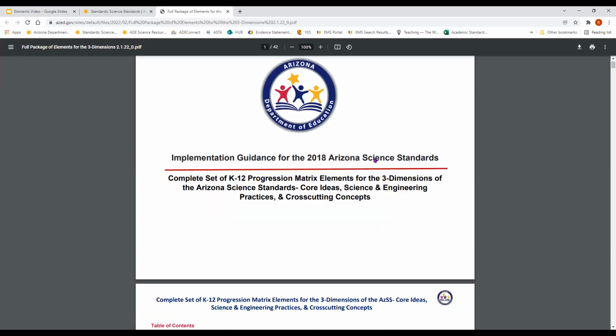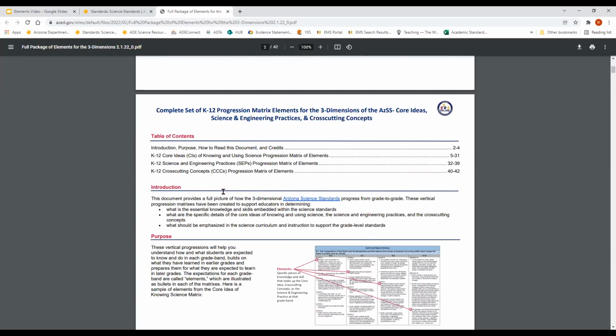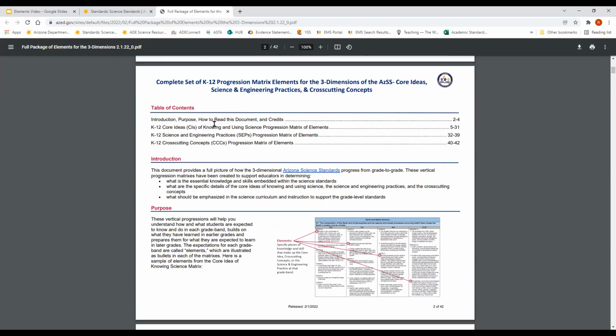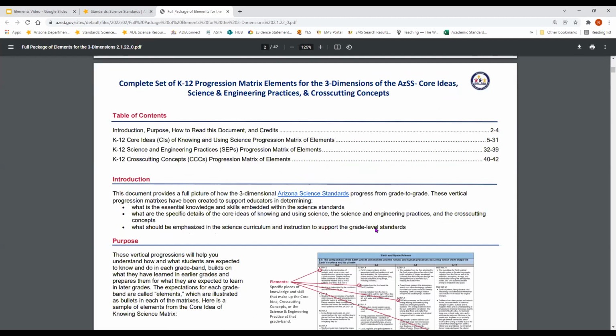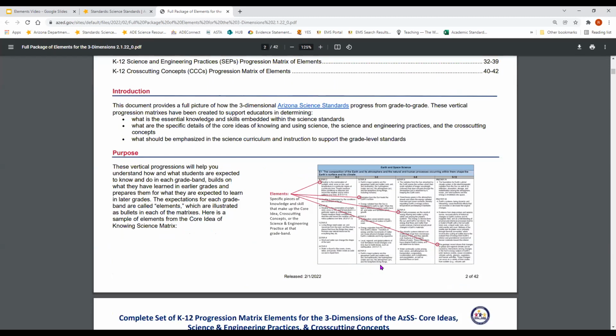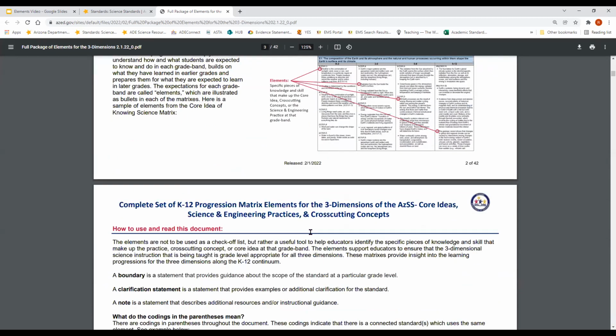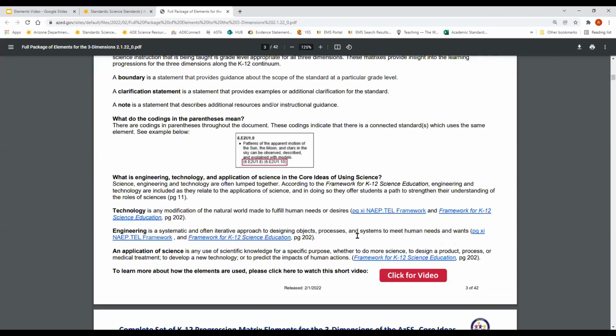Here is the main page. Let's scroll down to page 2. On page 2, you see a table of contents with an introduction and a purpose. Let's take a look real quick to make sure everyone understands what elements are. Elements, as you'll see throughout this document, will be noted as these bullet points. And they are specific pieces of knowledge and skill that make up either the core idea, the cross-cutting concepts, or the science and engineering practice at that grade band. So they're very essential for planning and teaching three-dimensional instruction. Come on down to page 3.